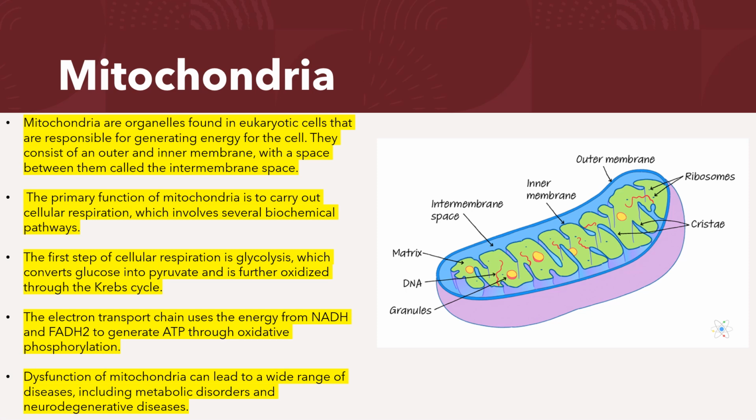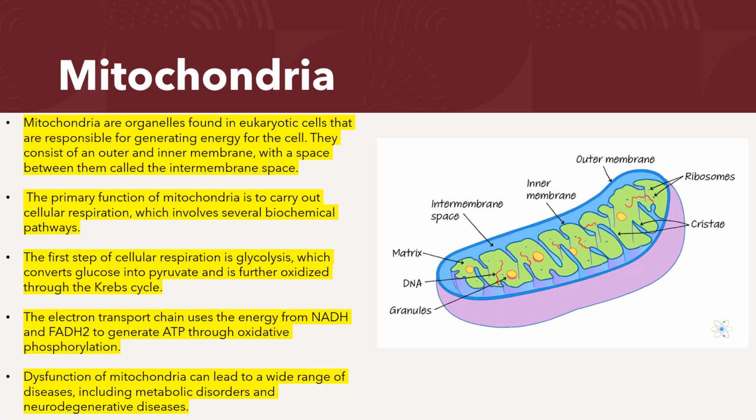Now, the very first step of cellular respiration is glycolysis, which occurs in the cytoplasm outside of the mitochondria. What happens is that glucose will be converted into pyruvate, which then enters the mitochondria through special transporters in the mitochondrial membrane. In the matrix, pyruvate is further oxidized through the Krebs cycle, also called the citric acid cycle, producing energy-rich molecules such as NADH and FADH2.